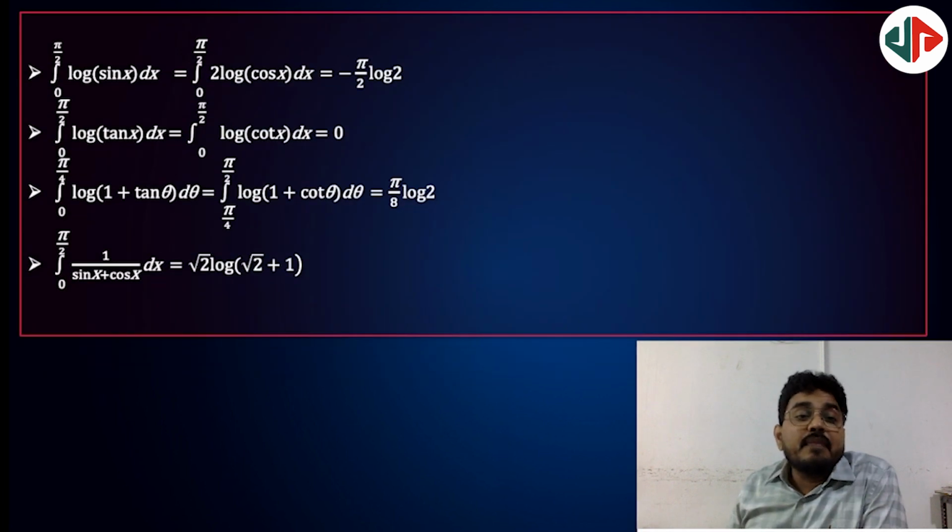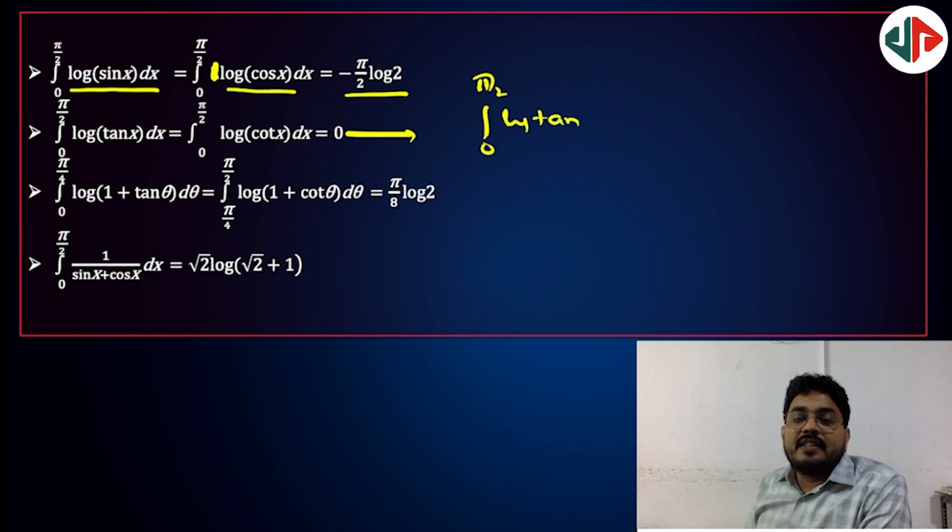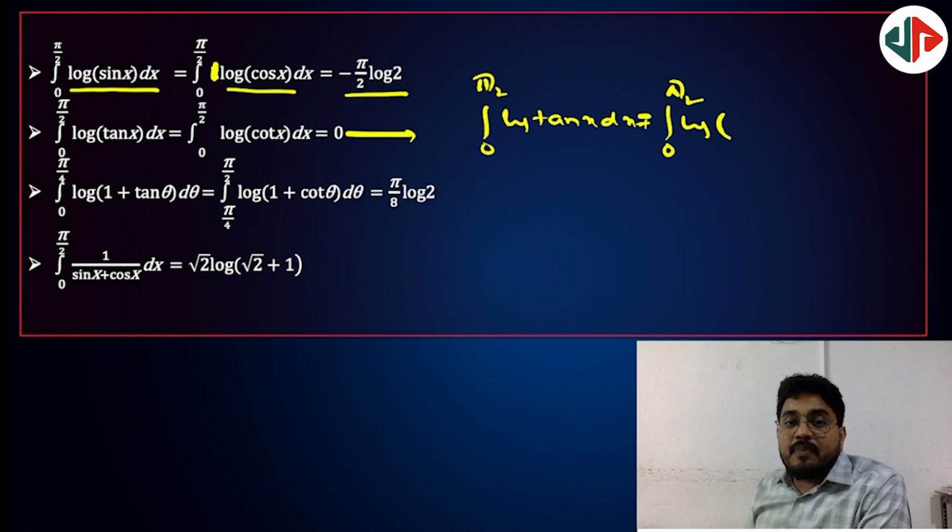These are very important from your exam point of view. Integral 0 to pi by 2 of log sin x is equal to integral 0 to pi by 2 of log cos x, which is equal to minus pi by 2 log 2. Integral 0 to pi by 2 of log tan x is equal to integral 0 to pi by 2 of log cot x, which is equal to 0. Why? You know, integral 0 to pi by 2 of log tan x dx plus integral, so this value will be equal to, take that property of integral a to b f of x dx.